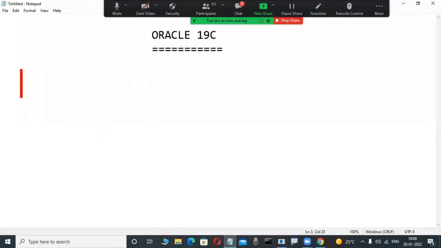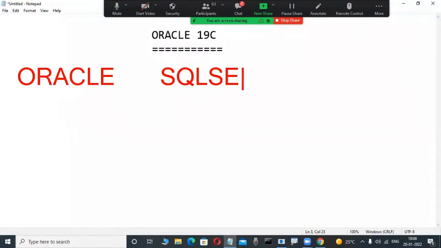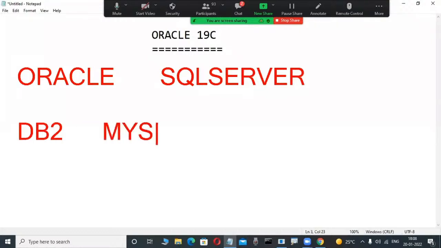Not only Oracle, so many database products are available on the software side. Suppose Oracle is a database product from Oracle Corporation. Observe it here, different companies. Maybe so many fellows have an idea. SQL Server is a database product from Microsoft. DB2 is a database product from IBM. MySQL is an open source database product, but nowadays Oracle Corporation has purchased it.